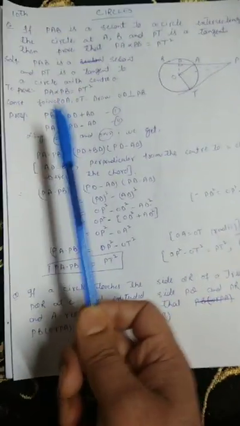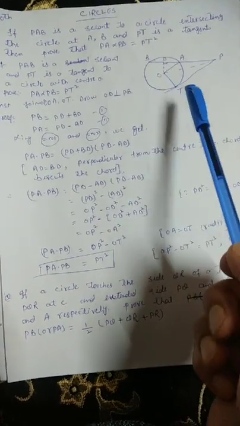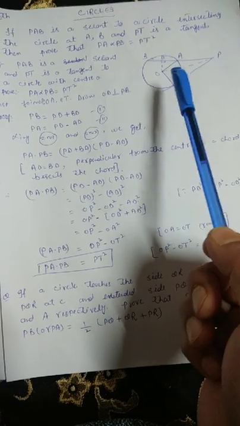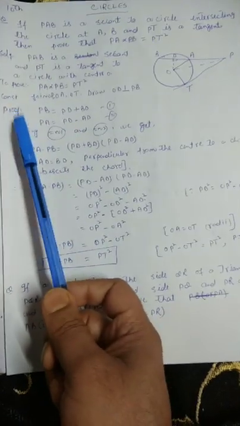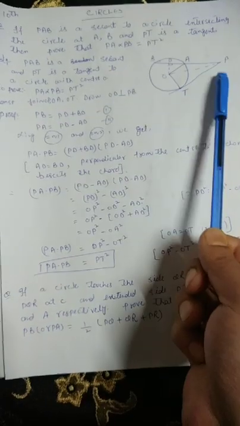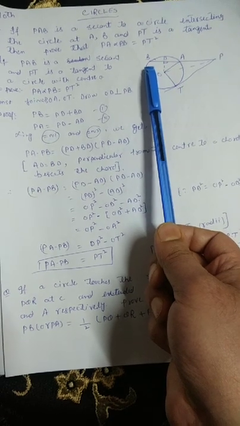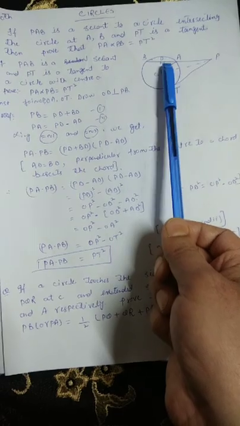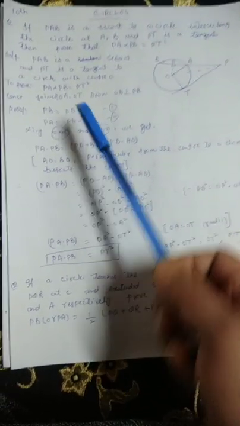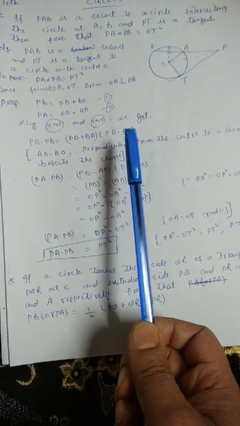For that purpose I have joined OP, OA and OT, and one more thing, we have drawn a perpendicular OD on AB. Let us start. PB is equal to PD plus BD, and PA can be written as PD minus AD. Then we have multiplied these two equations, PA into PB, that is PD plus BD into PD minus AD.